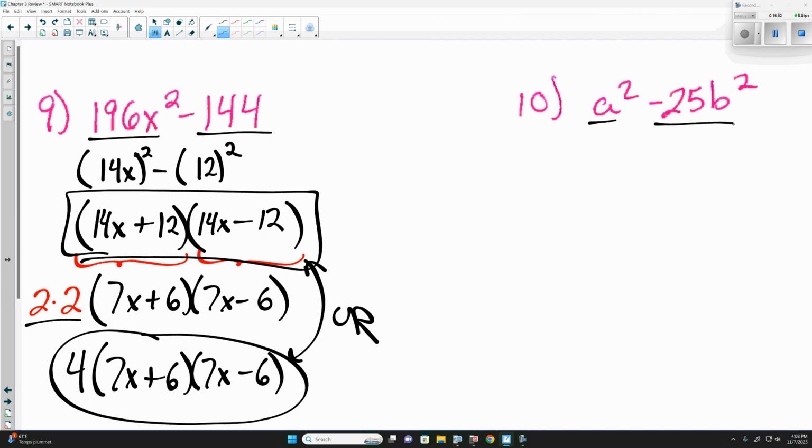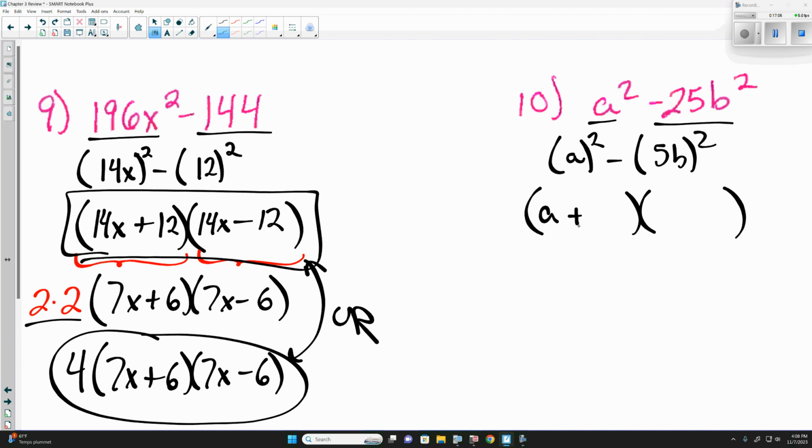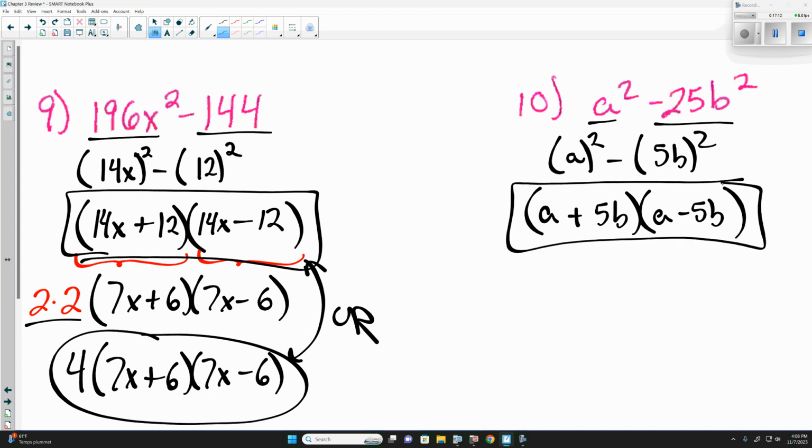A squared minus 25b squared. If we want to write it in this form, well, a times itself gives us a squared. 5b times 5b gives us 25b squared. So in factored form, it'd be a plus 5b times a minus 5b. We get these here.